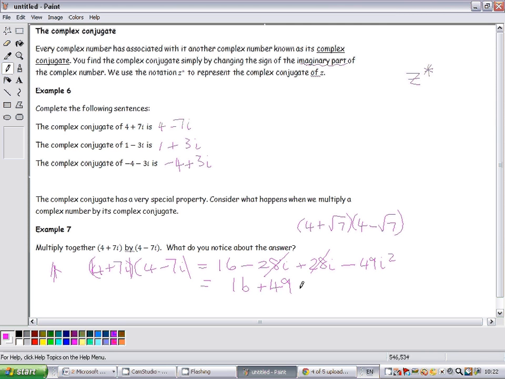And the fact it's 65 isn't particularly important, but what is important is the fact that it's real and there's no imaginary part. So in the same way that you rationalise a denominator, you get rid of the surds. Well, similar kind of idea here, we get rid of the imaginary part by multiplying a number by its conjugate, and that's really important later on when we look at division of complex numbers.